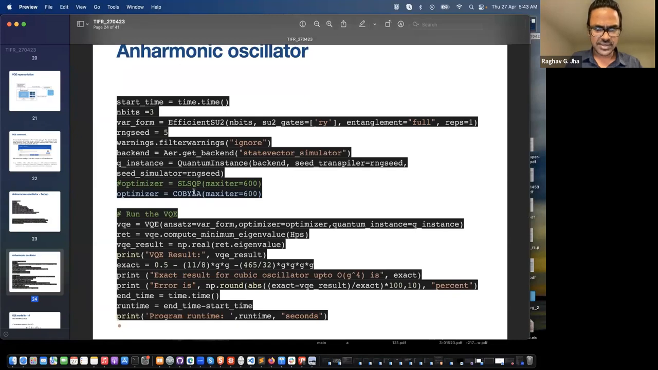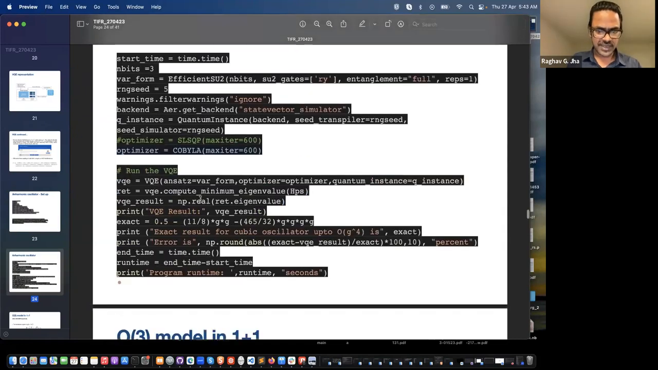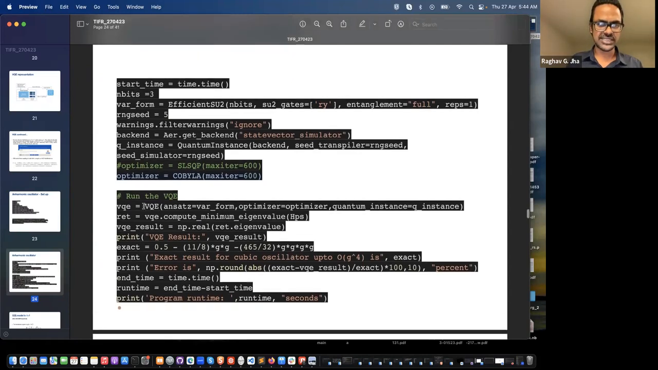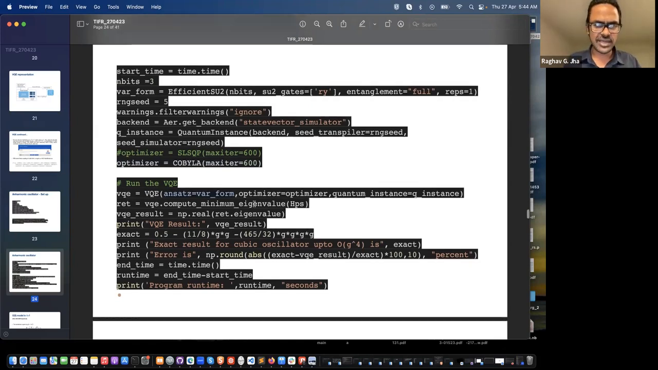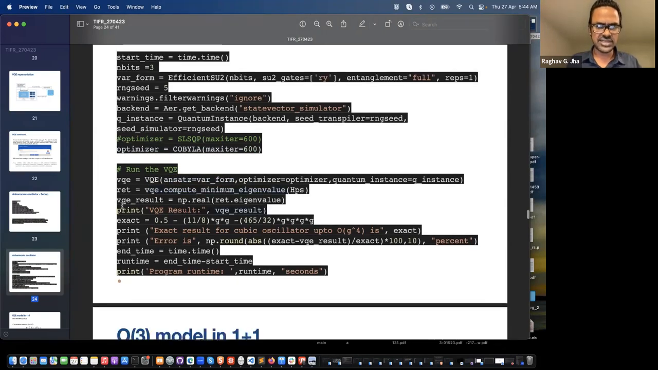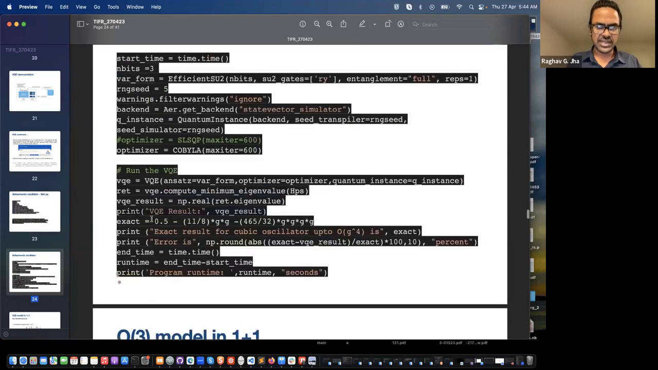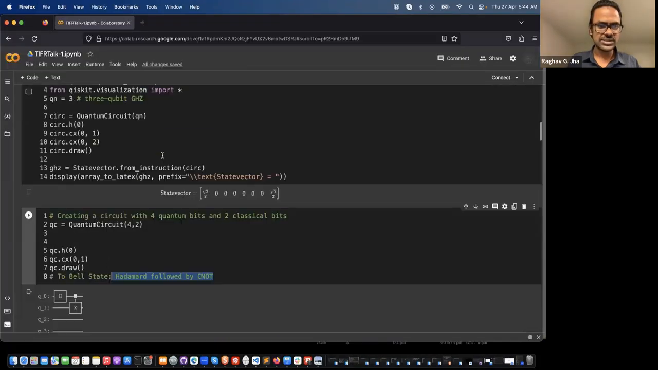How you get the energy, for example, is by running this VQE, which comes with Qiskit. It takes all this ansatz, which is mentioned here as the variational form ansatz, and then we give it the optimizer. What optimizer do we want? And then we ask it to compute the minimum eigenvalue of this Hamiltonian, and then it gives us a result, and then we can compare it to the exact result. I'll show you what we get. So let's go back to this.